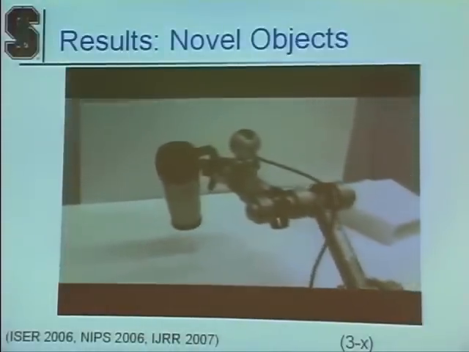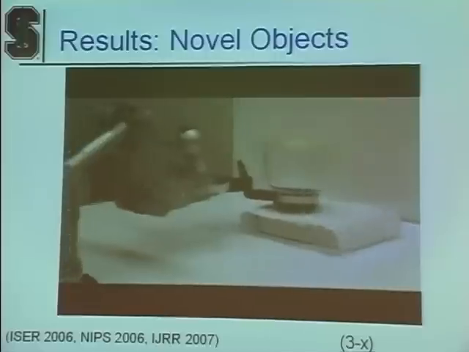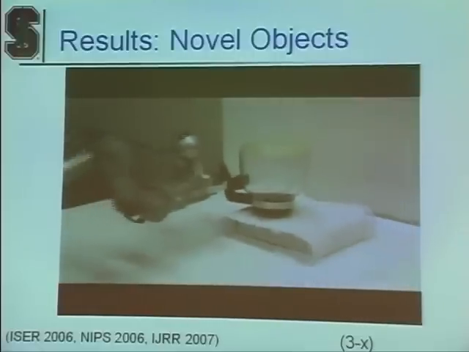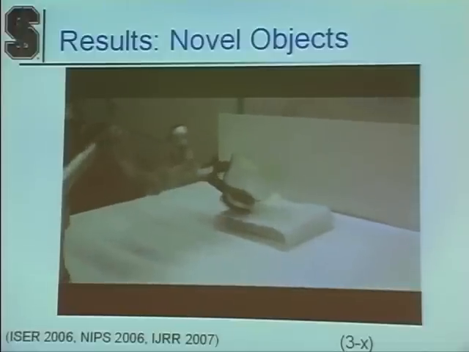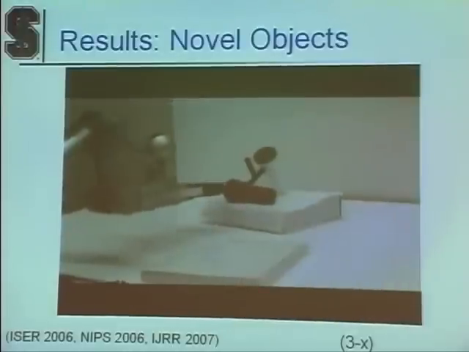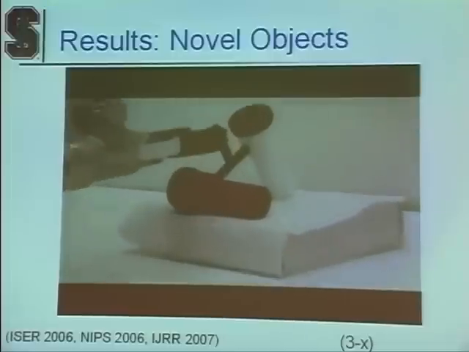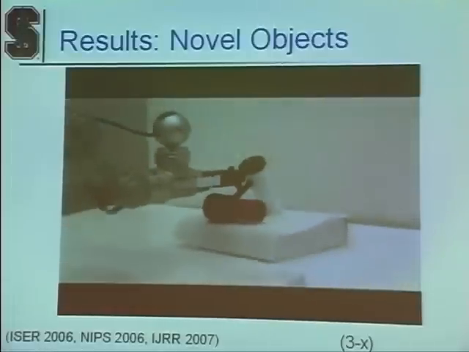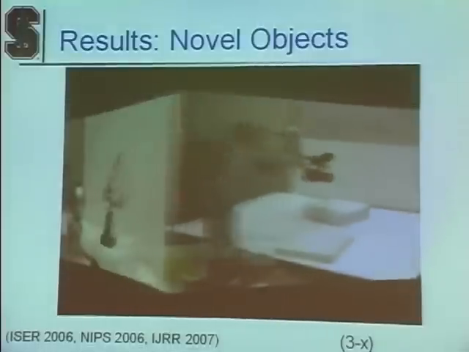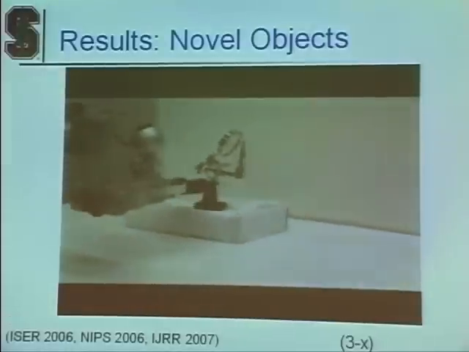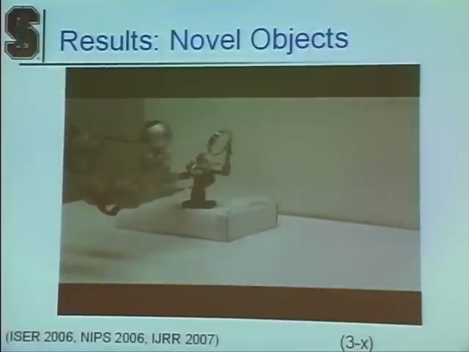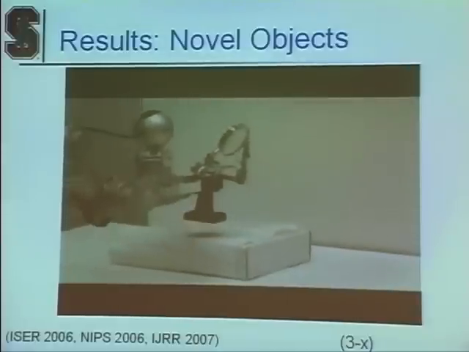What data was this trained on? So it was trained on object data. A similar algorithm was trained on image features versus what point to grab at. So the labels are for what's the best point to grab on an object. And none of these were seen in the training set, by the way.